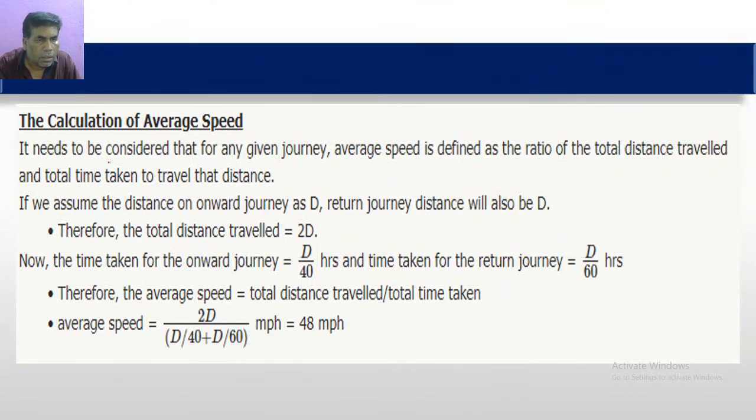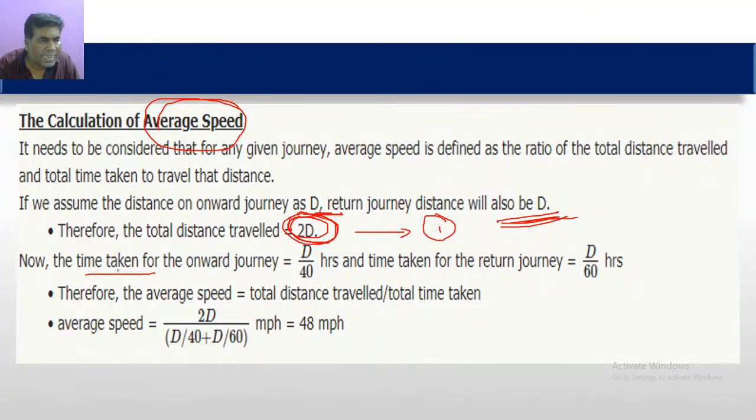So here is the calculation for average speed. For the onward journey the distance is d, and for the return journey the distance is also d. So what is the total distance? 2d. Let us take it as 1.